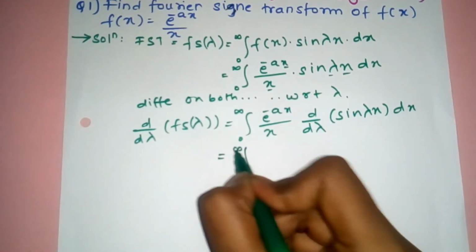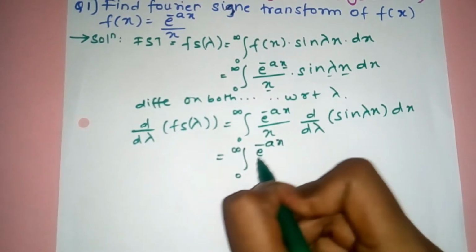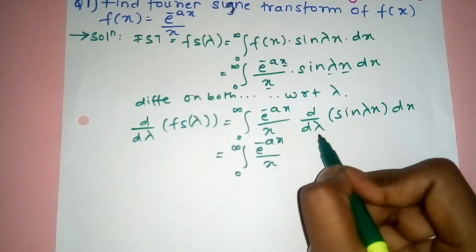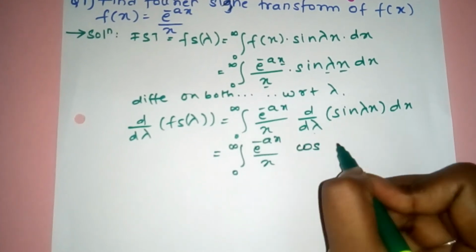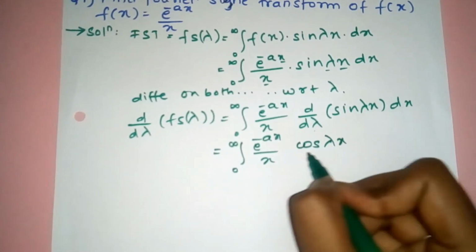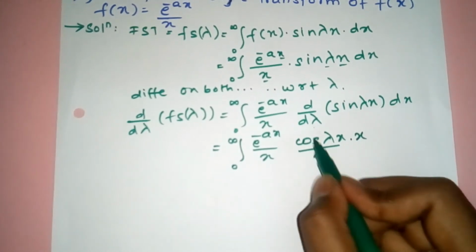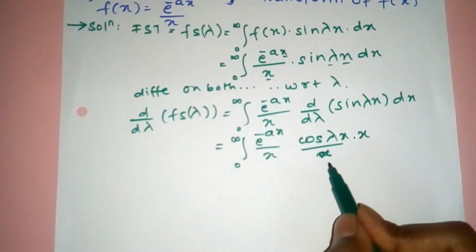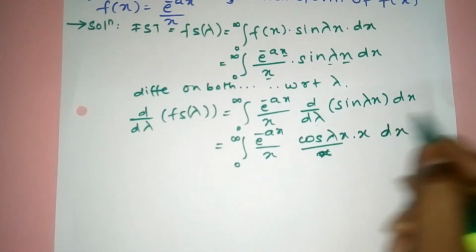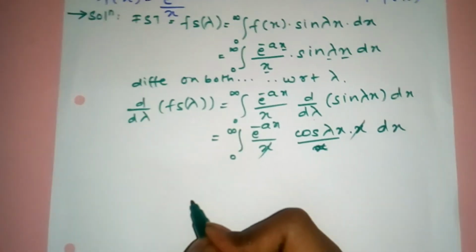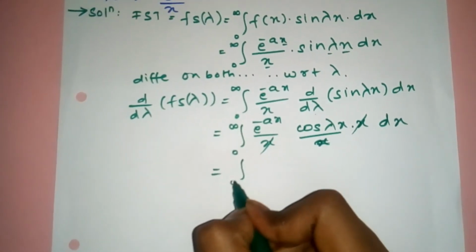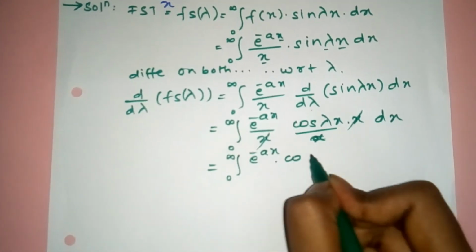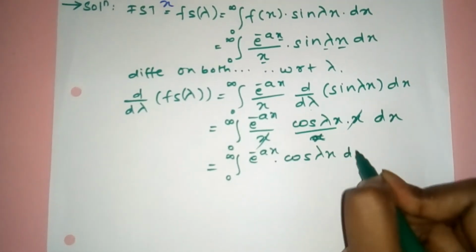It will be 0 to infinity e raised to minus ax upon x, and the derivative of sine lambda x with respect to lambda will be cos lambda x. It will be into x because this is a derivative. If it was integration, then x would come in the denominator, then dx. Now this x and this x will get cut. Now what remains is integration of 0 to infinity e raised to minus ax into cos lambda x dx.